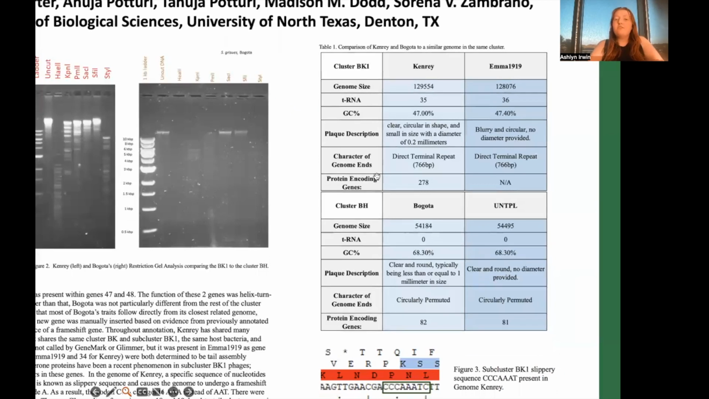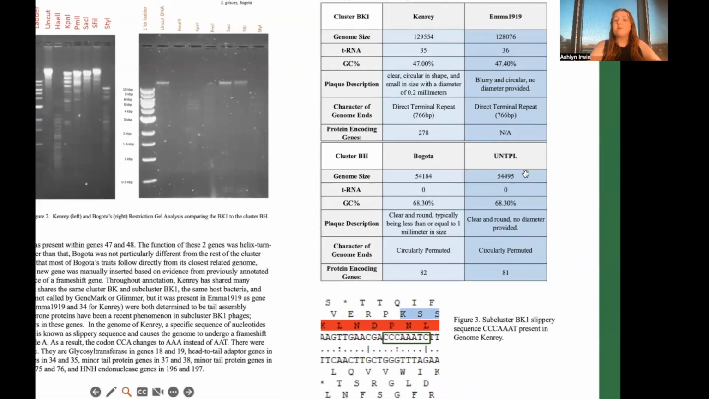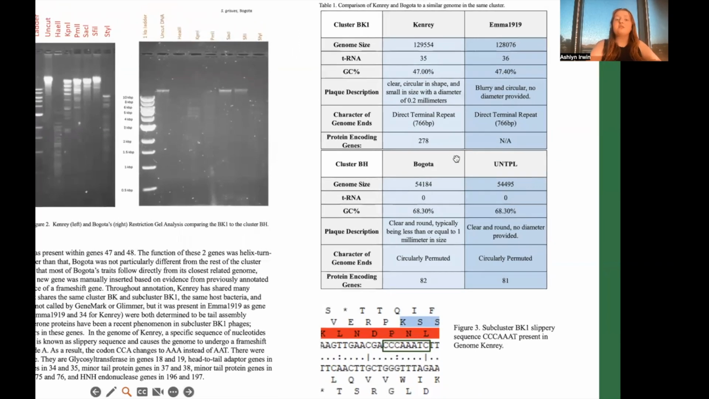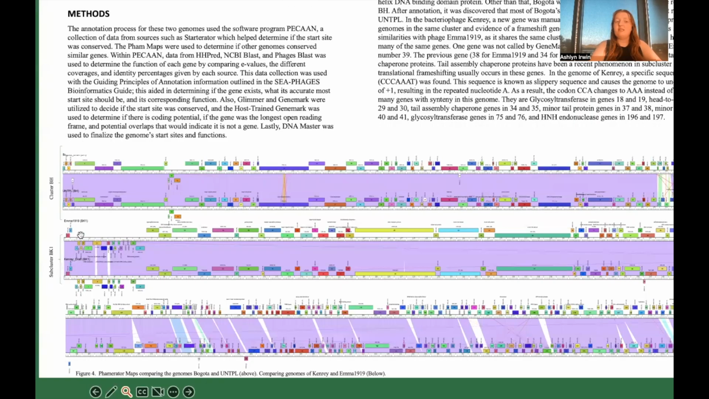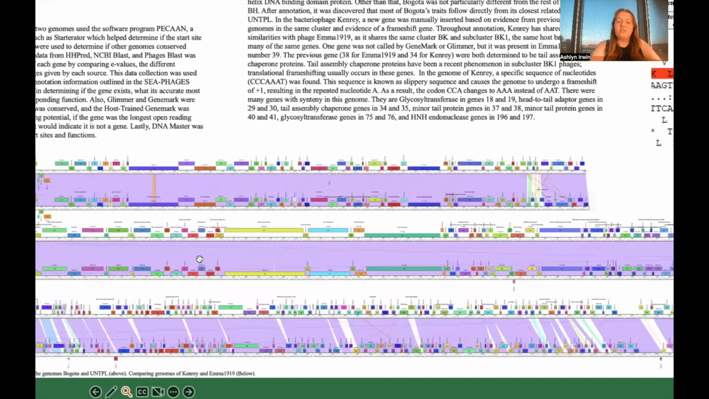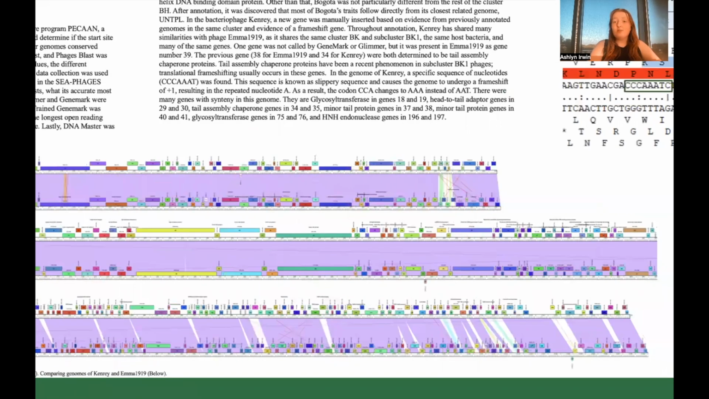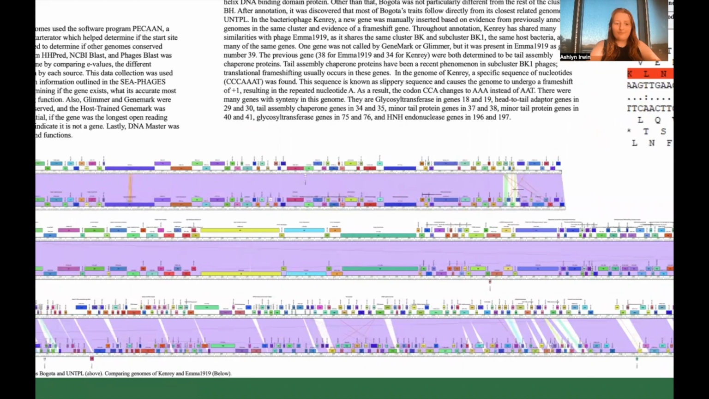So the character of those genome ends for Kenrey and MN1919 are both going to have that direct terminal repeat of 766 base pairs. Kenrey is going to have 278 protein encoding genes, and MN1919 we were not able to see how many. Here is the annotation for all of Kenrey on the bottom here, and then MN1919 right here. These phages are very similar in how many genes they have, which is why they're considered to be the most similar phages to each other.